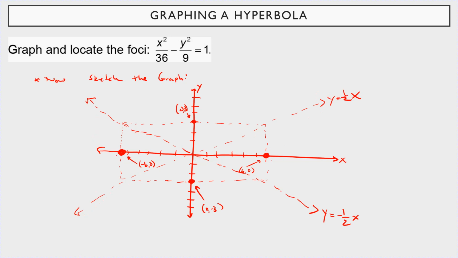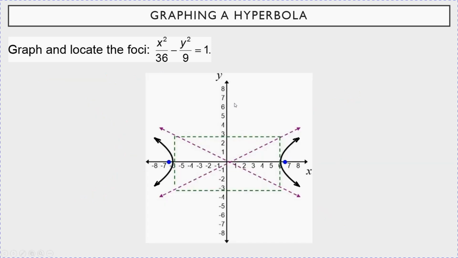And then look, your hyperbola has to touch through this vertex here. So you're going to go up like this, like this, like this, and like this. And that is how you do this by hand. You can see it a little bit better right here. And the blue dots there are the foci for this.